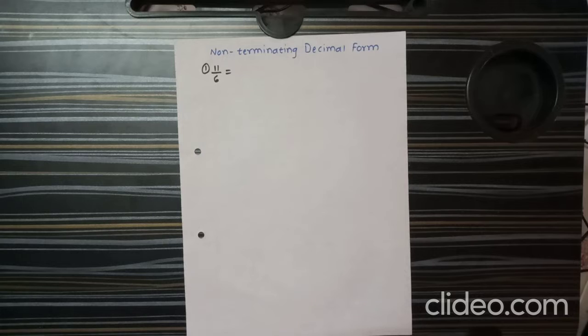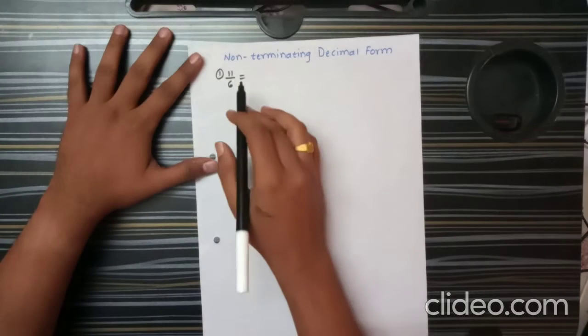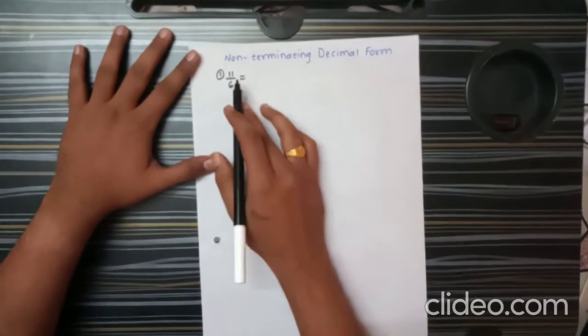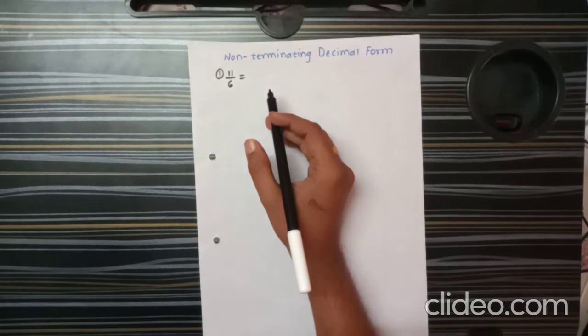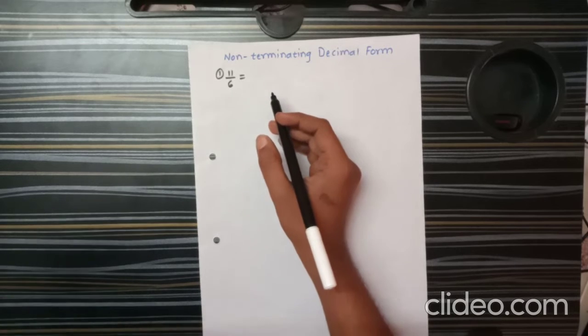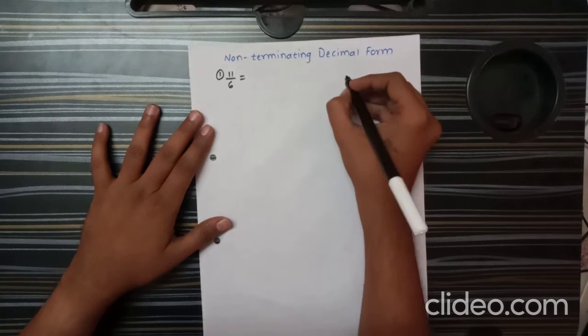So from this category we are going to solve two examples to understand this non-terminating decimal form in a much better manner. So let's start solving this example. We are given the example 11 upon 6. This rational number is given to us and we are going to convert this particular rational number into the non-terminating decimal form. So let's start solving this.